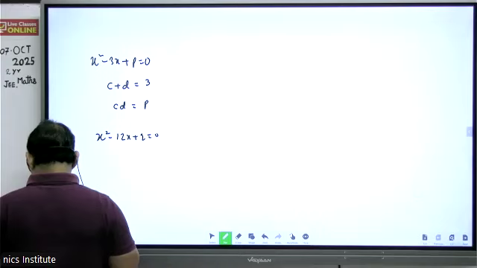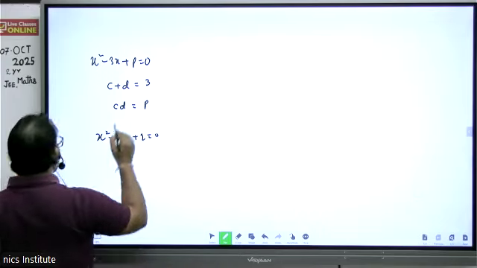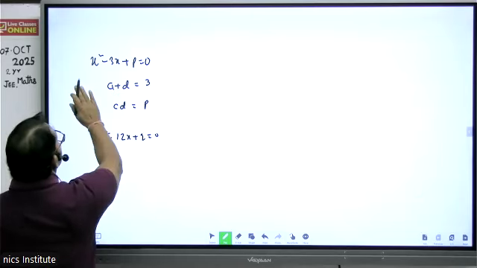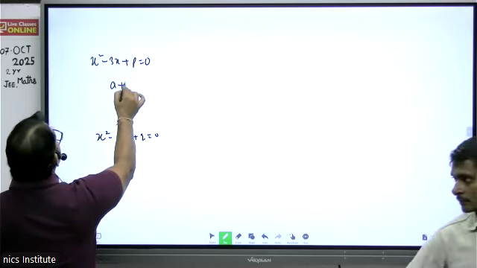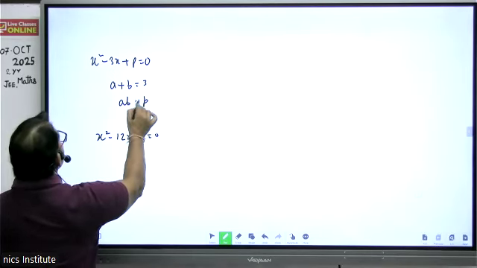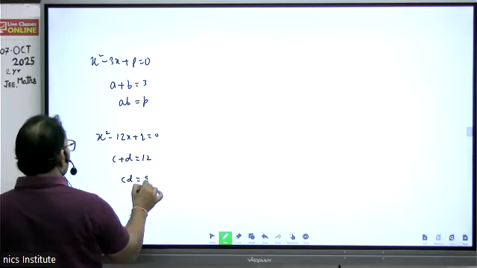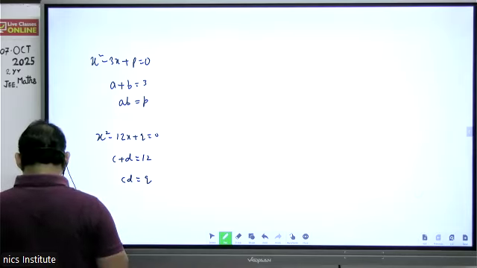And then roots are a and b. No, a, b are the roots of this. So a plus b is equal to 3, and a into b is equal to p. This has roots c and d, so c plus d is 12, and c into d is q, right? And then they are in GP.